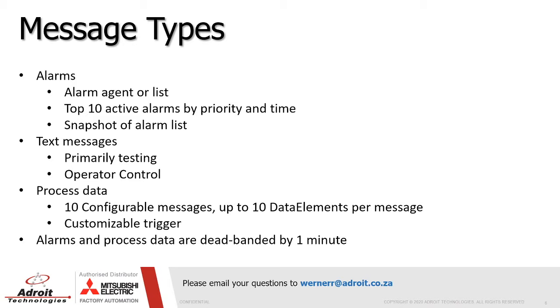and then we send off the appropriate process data message. Now with both alarm messages and process data messages, we've deadbanded the messages by a minute, meaning you won't be able to spam your users. I mean, typically these types of messages should really be going at a slower rate than that anyway, but that's your maximum rate.